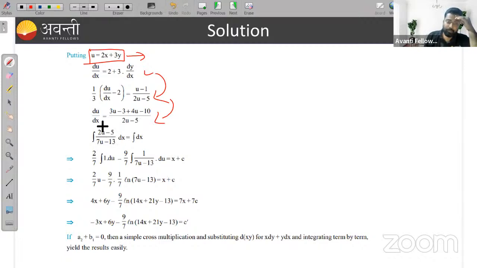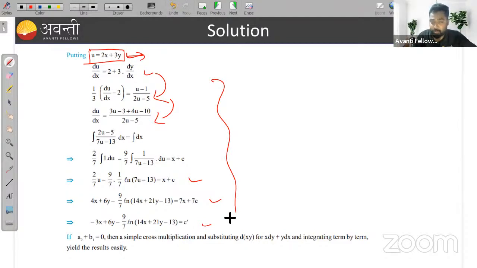If you cross multiply it, what will you get? 2u minus 5 upon 7u minus 13 du equals dx, and integration of dx. So after integrating, what will you get? This is easy. After integrating, you get this, and after simplification, you are getting this. In place of u also, you have to replace 2x plus 3y. Here you can simply cross multiply, it's simple. Then you have to cross multiply.